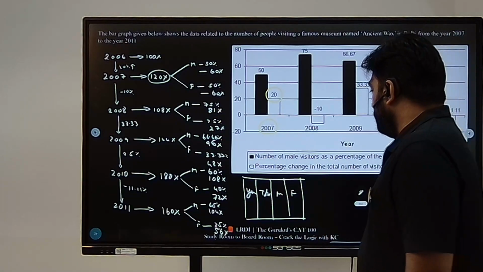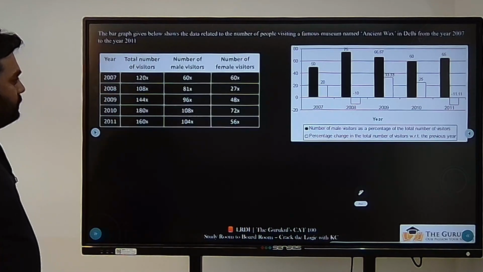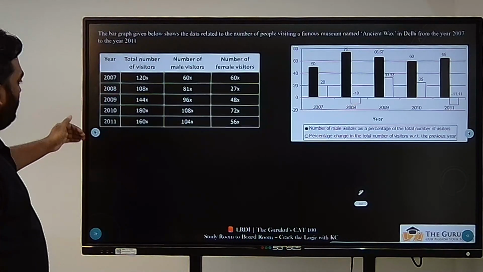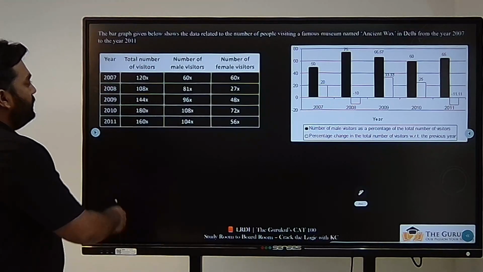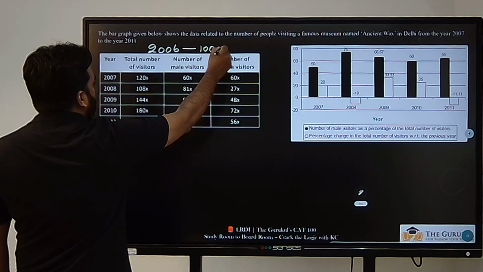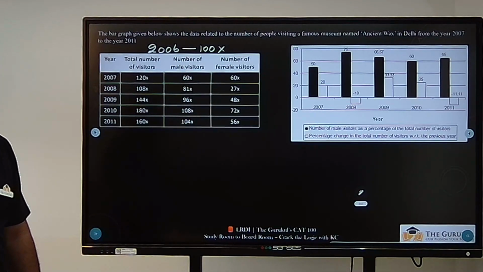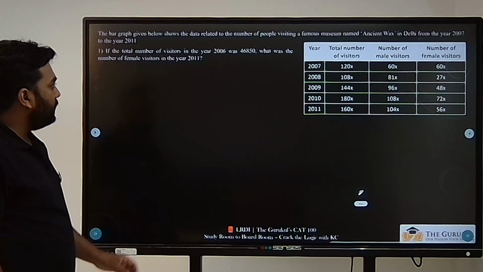Okay? Now, your table will be something like this. We are having 7, 8, 9, 10, 11 values. So initially I don't know what is 2006 value, that is 100x. From there onwards every value increased. And we have male and female. Let's look at the first question.